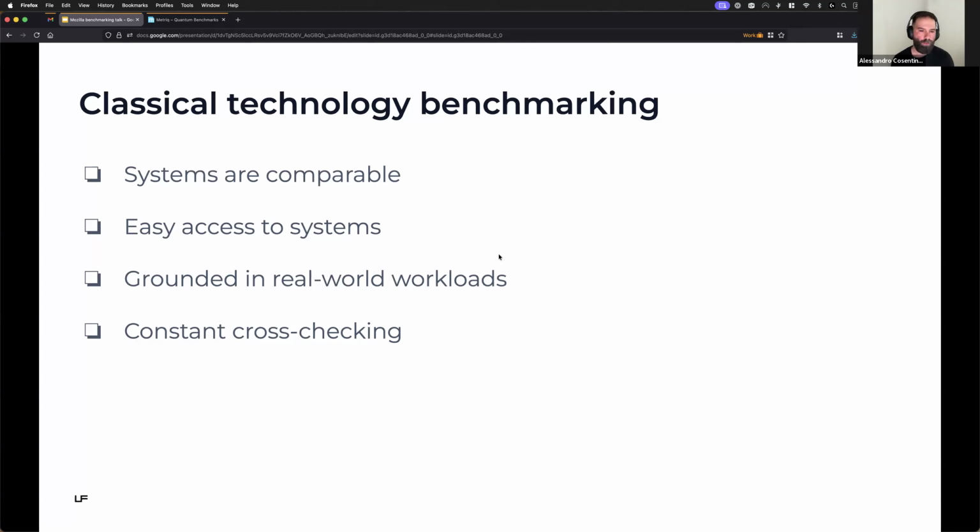Moreover, you can actually run real world applications, as you all know, like we all use computers and we run things that we actually need in our everyday life. And finally, there is lots of history of benchmarking as well. So there is a constant cross-checking between different benchmarking tools.